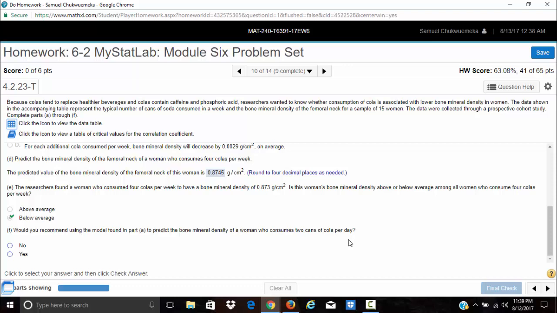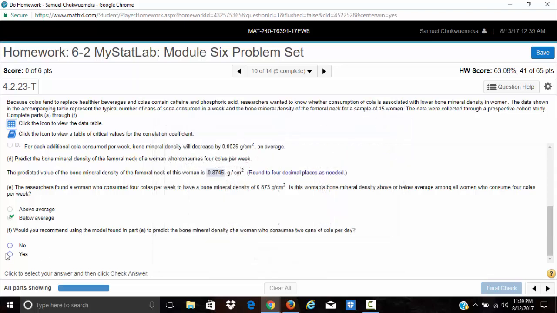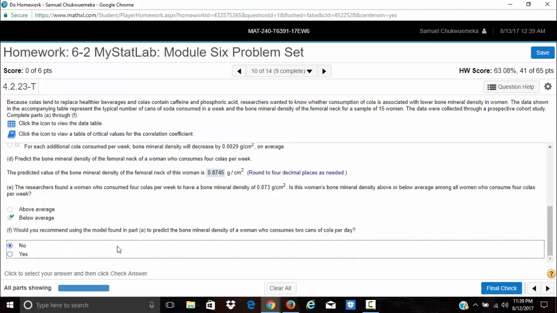So 2 cans of cola per day means how many per week? That would be 14 cans per week. And 14 cans is greater than 8. So because of that, I will not use this model to predict that. No.